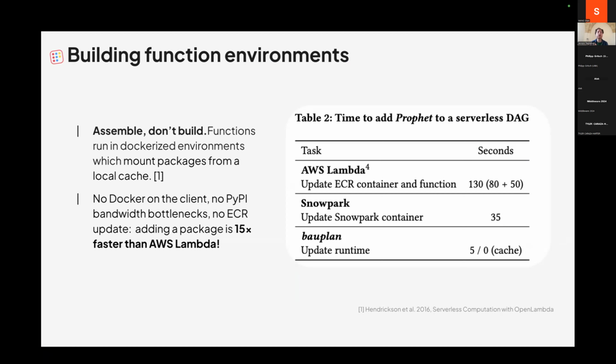One, you don't need to know Docker. You don't have to install Docker in your client, and there's no bottleneck, either from PyPI or from going through ECR, for example. So if you want to add just a standard data science package to Lambda, or to a warehouse-based serverless environment like Snowpark, you may wait between 30 seconds and 2 minutes. In the case of Bauplan, as you saw, it may take less than 5 seconds if you need to install it for the first time.